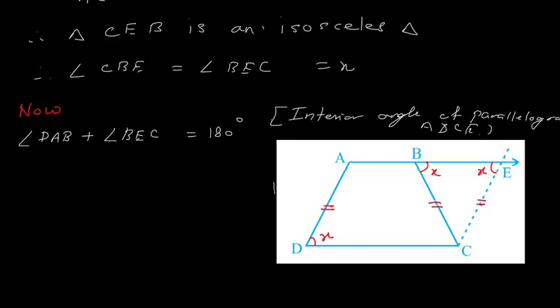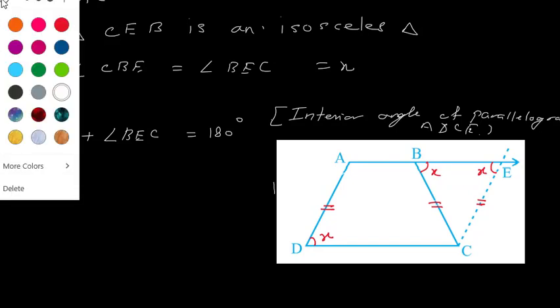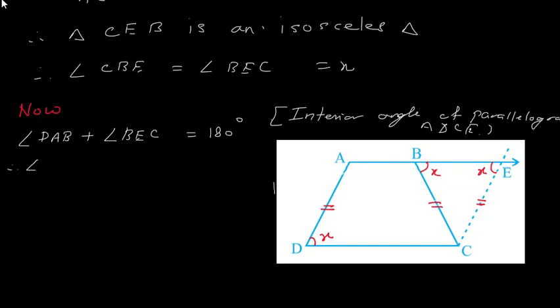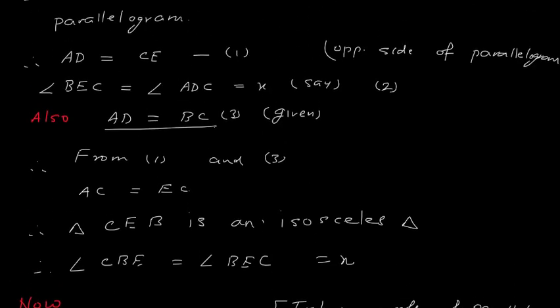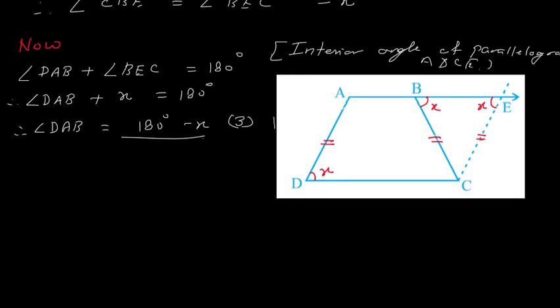So, the sum of these two angles, angle A plus this angle E, that is angle, therefore this angle DAB plus this X is equal to 180 degrees. Okay. So, therefore this angle DAB is equal to 180 degrees minus X. I will consider this as equation 3. Equation 1 and 2 we have already taken. So this is equation 3.